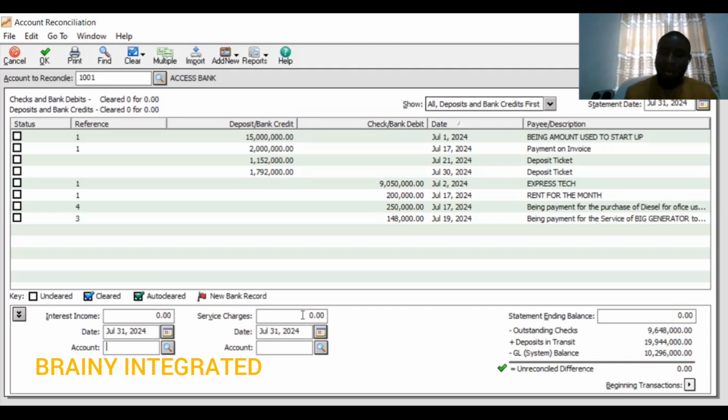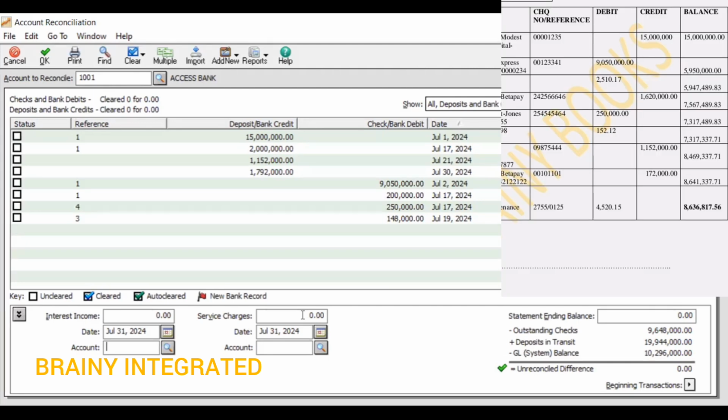And we would select the account we are going to use to record it. So the first thing we want to do now is to add up all the charges in the debit side of the bank statement. What are the charges on the debit side of the bank statement? The first amount that I can see, which is a bank charge, is 2,510.17 naira. Am I correct? Are we here? 2,510.17. That is one charge.